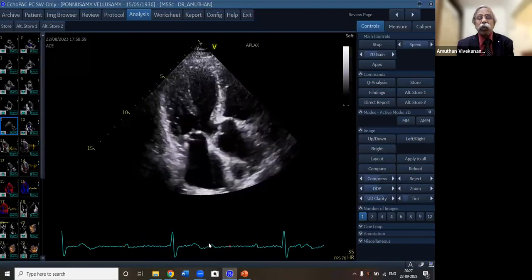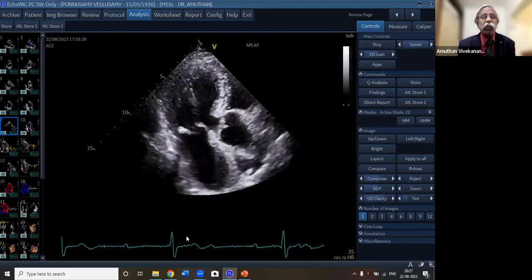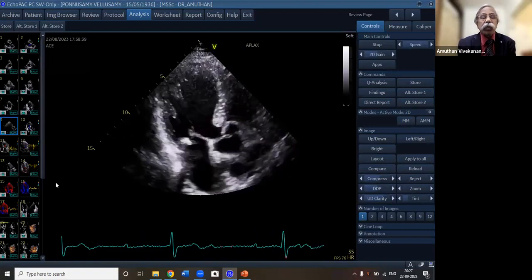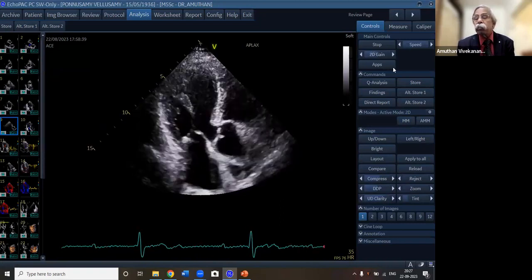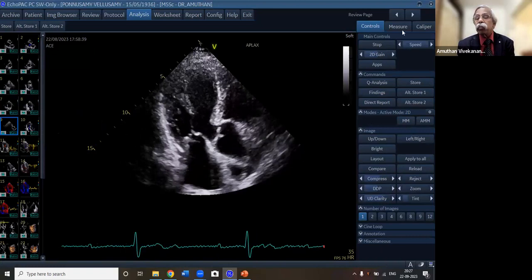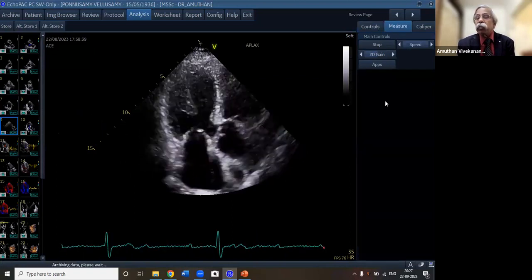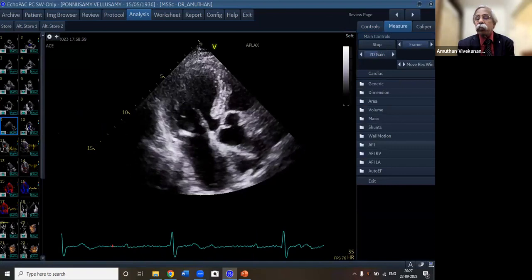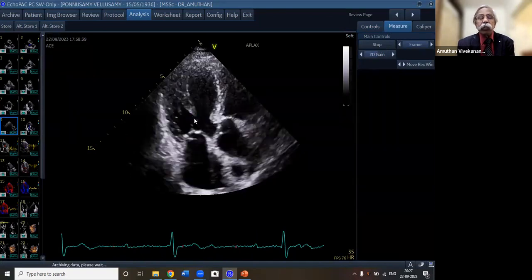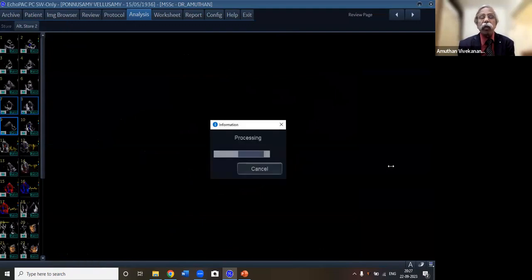So for doing this strain analysis, this is the same patient's echo we can see here. This is a different patient's echo. For doing the strain analysis, you can see, just take the measure. Go for this AFI. So the equipment automatically detects apical 3-chamber, 2-chamber, and 4-chamber. It takes some time for the processing. And see, this processing is underway.